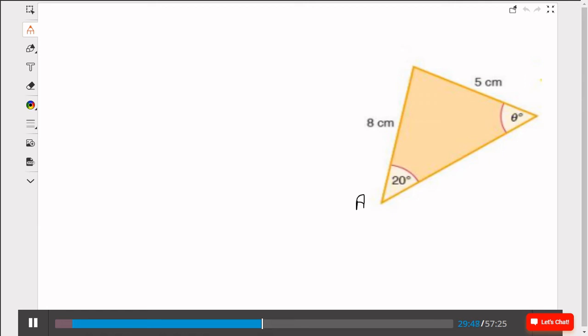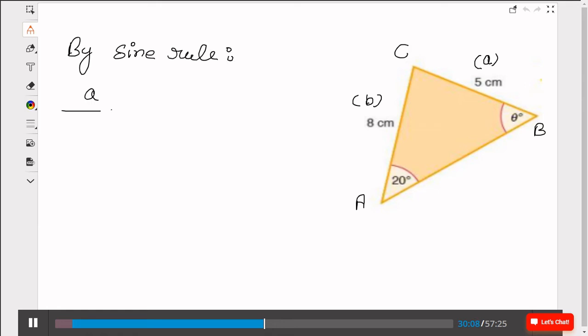So that's perfect. By sine rule, we can apply the same formula: a over sine A is equal to b over sine B. a is 8. Angle A is 20. Side b this time is given as 5, and angle B hasn't been given. It's theta actually, so we keep it as it is.